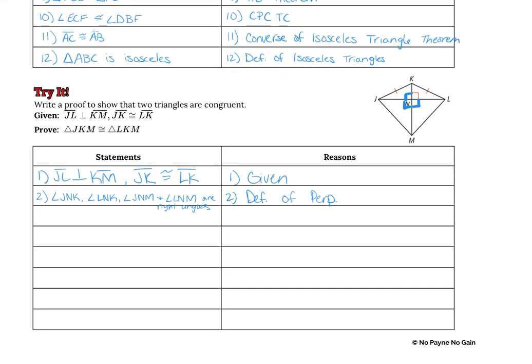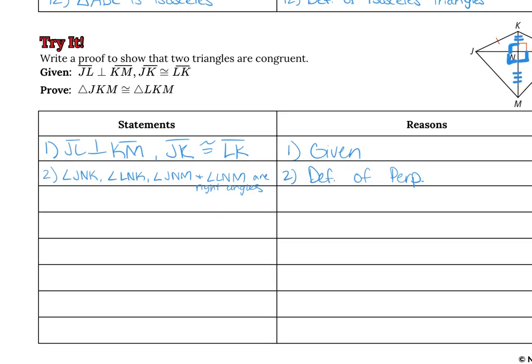Okay. Next, I can prove that KN is congruent to KN, NM is congruent to NM, and then KM is equal to KM through the reflexive property.